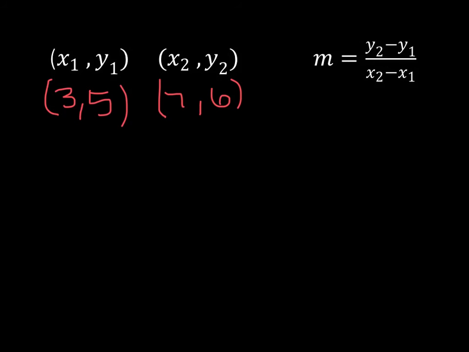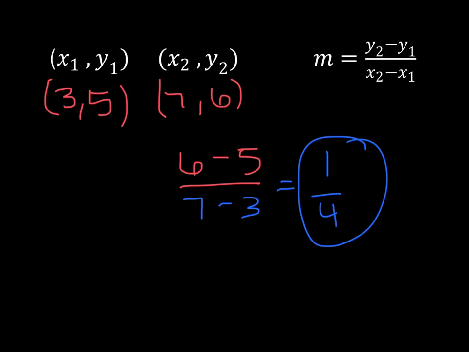into our formula. y2 is 6, y1 is 5, so 6 minus 5, over x2, which is 7, minus x1, which is 3. 6 minus 5 is 1, 7 minus 3 is 4. So the slope from these points is 1/4.